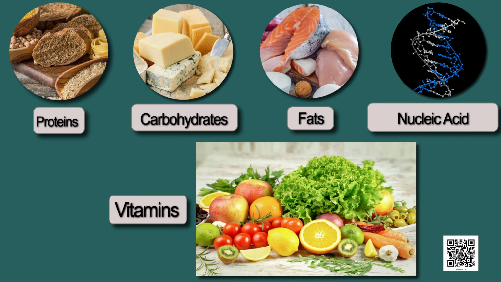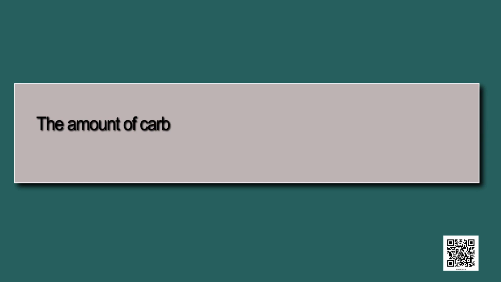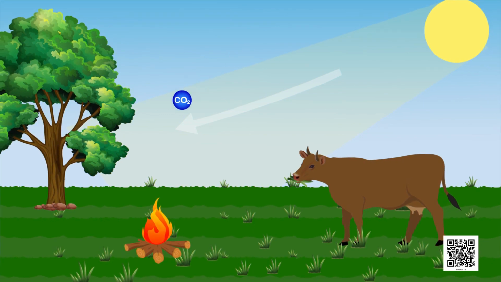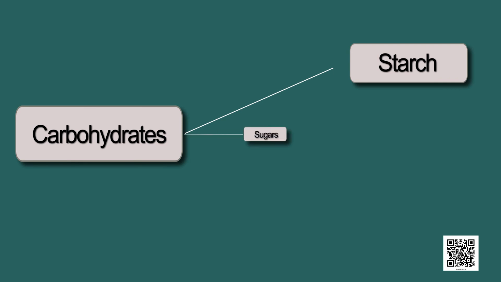Children, do you know that the amount of carbon in biosphere should be constant, and this is possible due to carbon cycle. Process of photosynthesis is performed in the presence of sunlight by all life forms that contain chlorophyll. This process converts carbon dioxide from the atmosphere or dissolved in water into glucose molecules.